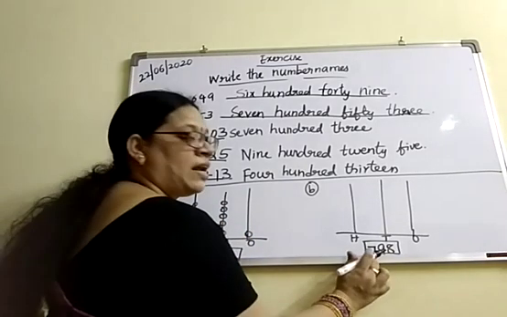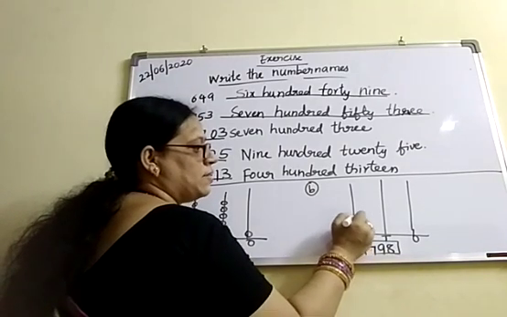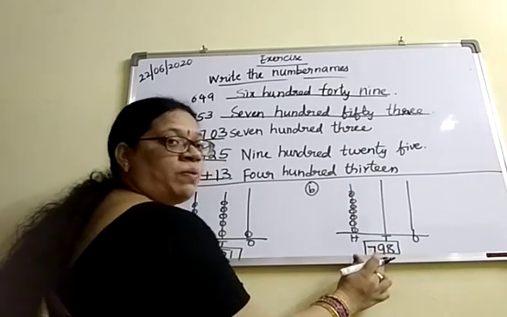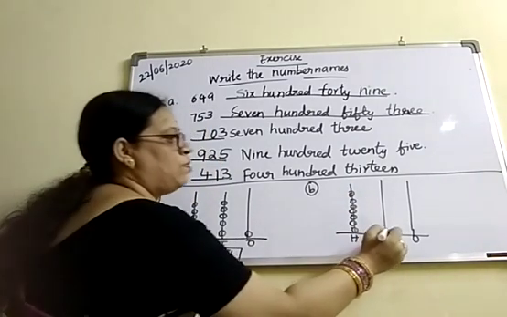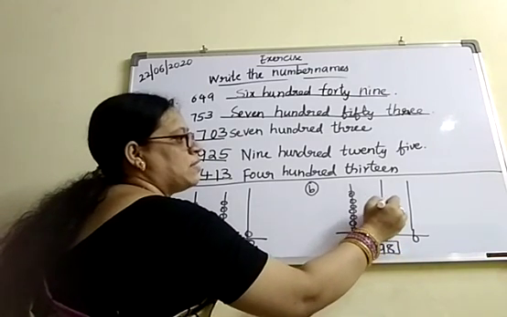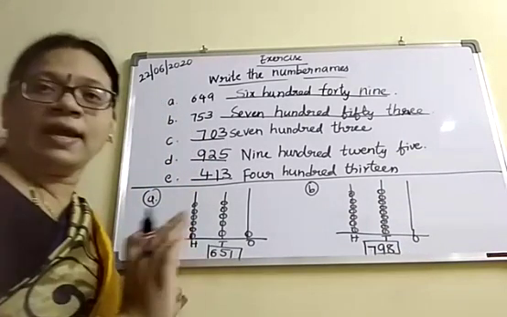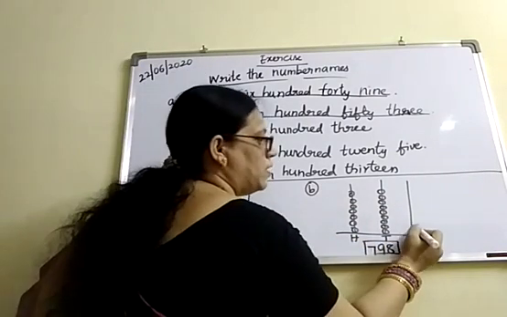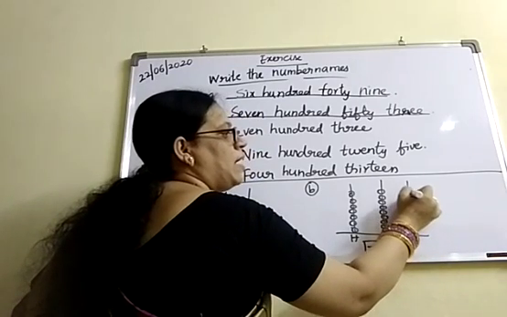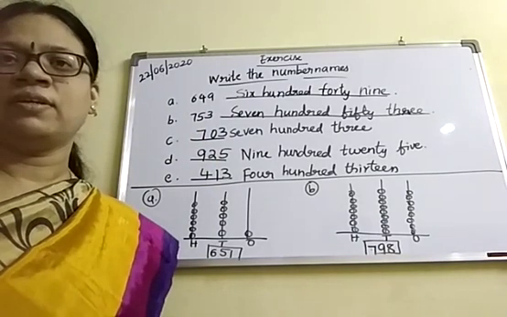Here 798. In the hundreds place, 7 beads: 5, 6, 7. In the tens place how many? 9. So 1, 2, 3, 4, 5, 6, 7, 8, 9. In the ones place how many? 8. So 8 beads: 1, 2, 3, 4, 5, 6, 7, 8. Like that you complete this exercise. Okay children? Thank you.